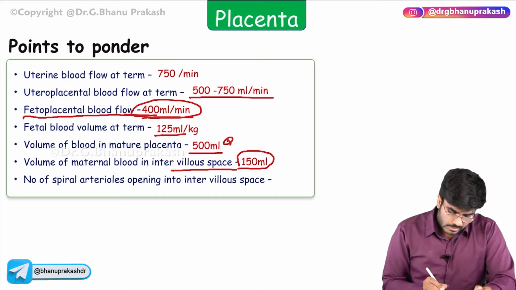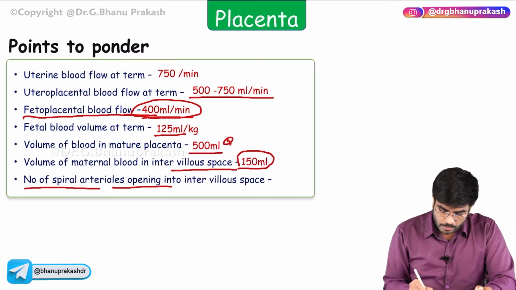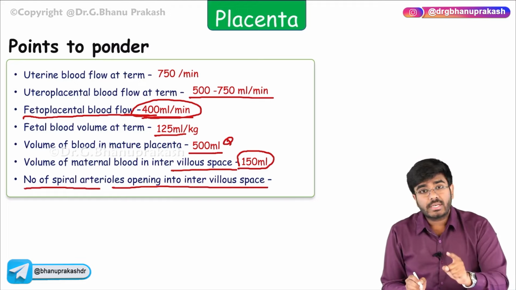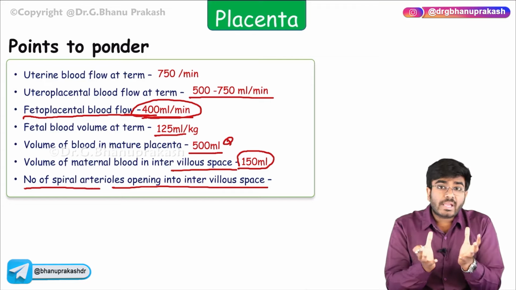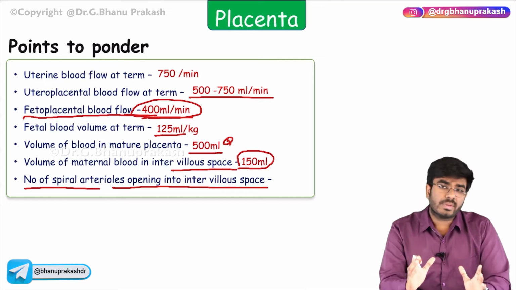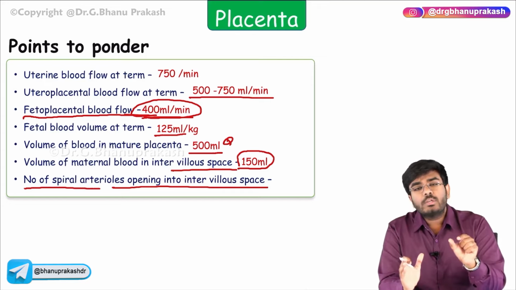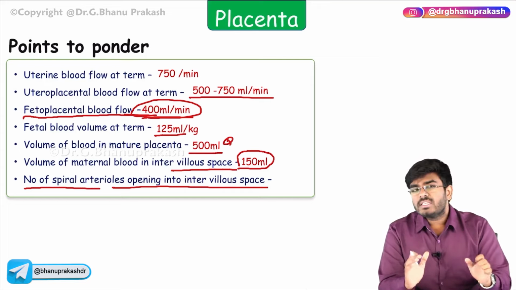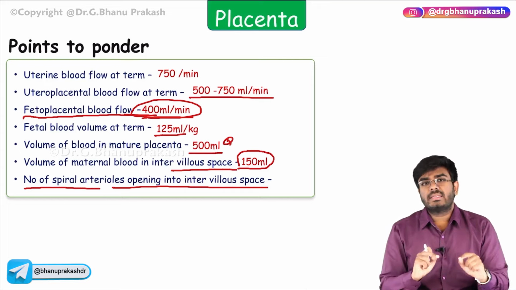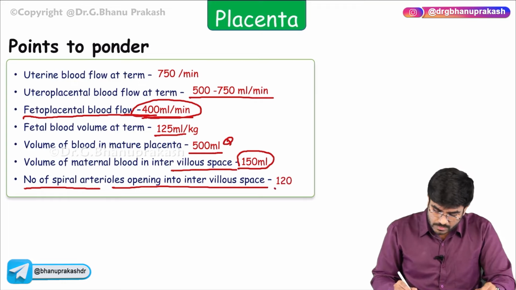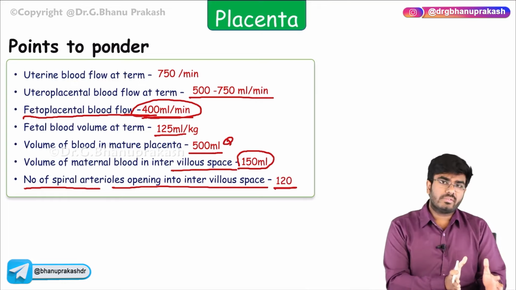blood will be there. Now, number of spiral arterioles opening into the intervillous space. I have already told you that into the lacunae or the intervillous space, the spiral arterioles are the ones which are draining blood. How many spiral arterioles are there in the entire intervillous space? Almost 120 spiral arterioles are going to drain into the intervillous space.